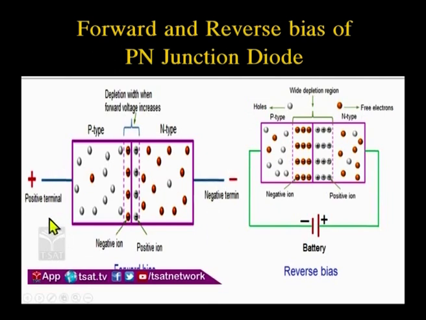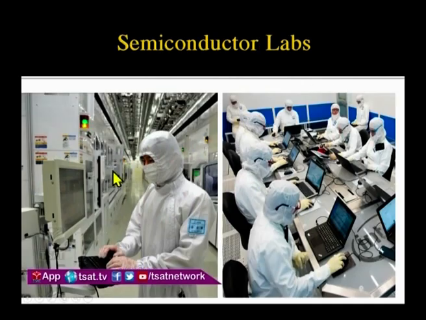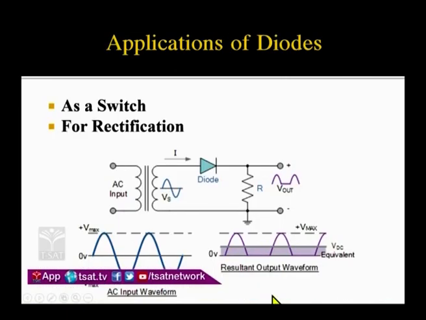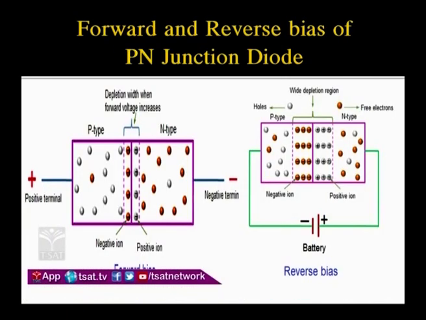When this voltage is more than the barrier potential, which you have seen in silicon is 0.7 volts and in germanium is 0.3 volts, that is, when the applied voltage exceeds 0.7 volts, these electrons will gain energy to cross the barrier and move to the positive terminal. They are attracted to this positive terminal, so they cross this junction and move to the other side.